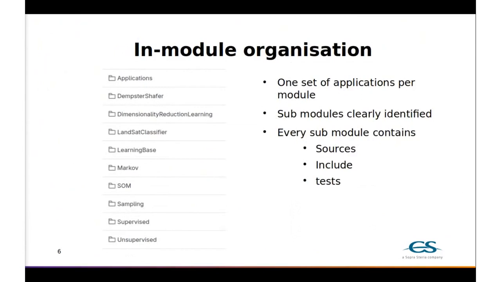So how is organized a module? In OTB 8, there was an application folder which contained the 115 applications, and now we decided to separate application per module. And every submodule has the same architecture with source, include, test, and the same, which is really more clear.